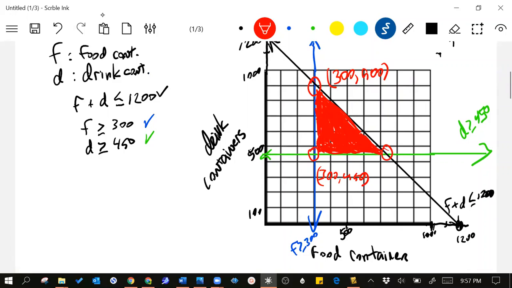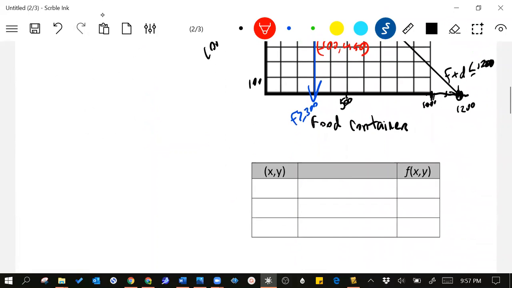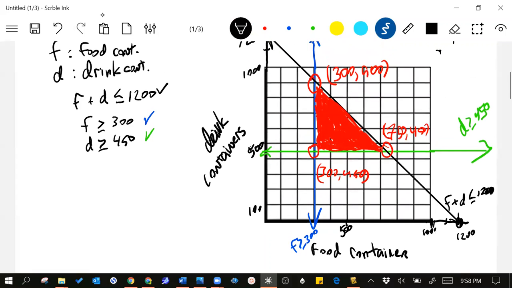And over here, okay, well, the y value is 450, and it looks like it's in between the 700 and the 800. So it's 750 and 450. And we'll come down here and put those in. So we have 300 and 900. And we have a 300 and 450. And a 750 and a 450. So we have 3 vertices, 3 to check out.